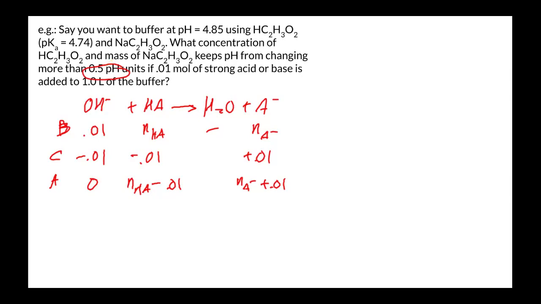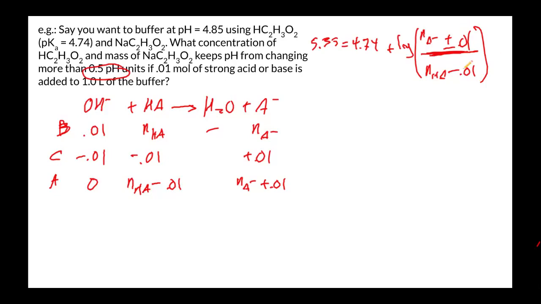Okay, going back to the Henderson-Hasselbalch equation, we want to make sure that the pH doesn't rise more than 0.5 pH points from the target pH. The target pH is 4.85. 4.85 plus 0.5 is 5.35. That's going to be equal to pKa, remember that's 4.74 for this acid, plus the base 10 logarithm of base moles, which is whatever was the starting number of moles, plus 0.01 moles, over the starting number of moles of acetic acid, minus 0.01 moles. So that's base moles over acid moles, the way the Henderson-Hasselbalch equation is written.